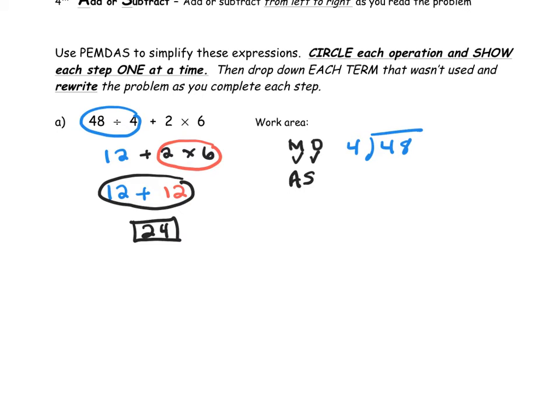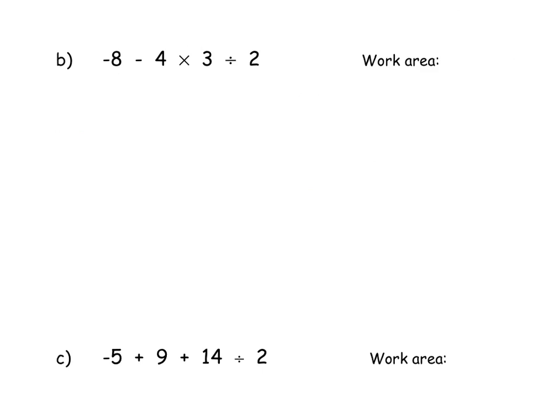And briefly, let's just look at what would have happened had we not used the order. Say we decided we wanted to add 4 plus 2 first. Well, if we did that, then we'd have 48 divided by 6, which would have been 8. And then 8 times 6 would have been 48, completely different answer. So we have to agree on the set of rules so that we will always get the same answer at the end. Let's go on to the next problem, please.